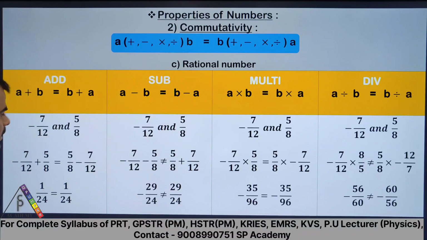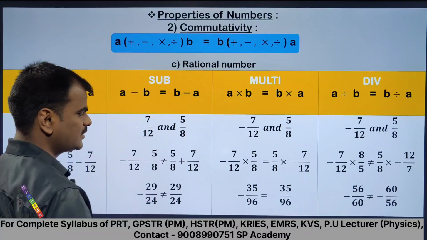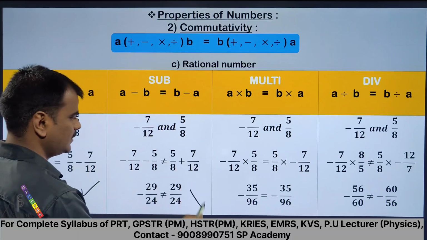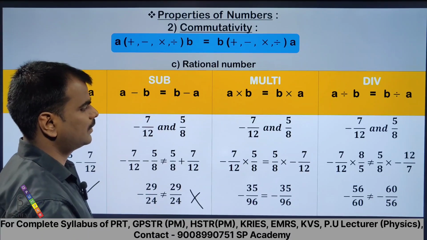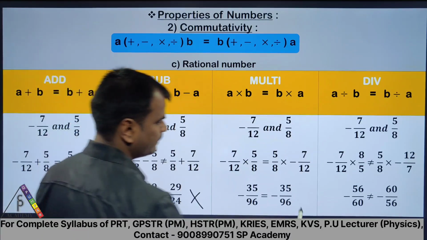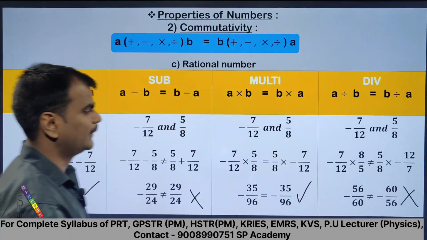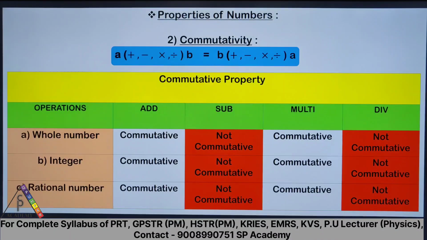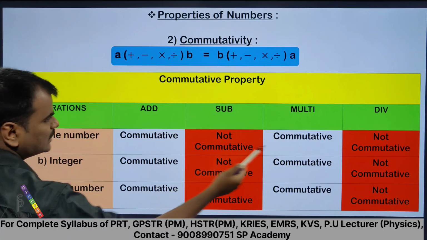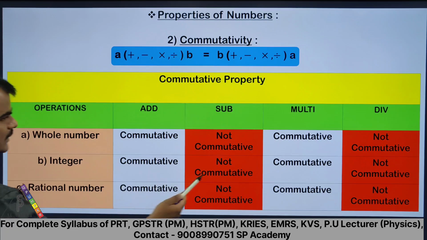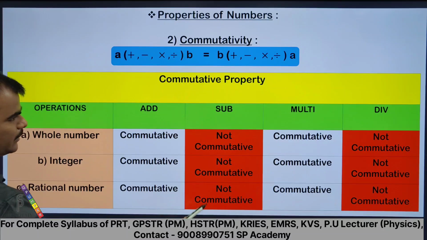Similarly for rational numbers, only addition is valid, subtraction is not valid, multiplication is valid, and also the division is not valid. Therefore together for commutative property, for whole numbers subtraction and division is not valid, for integers same, and for rational numbers also subtraction and division is not valid.